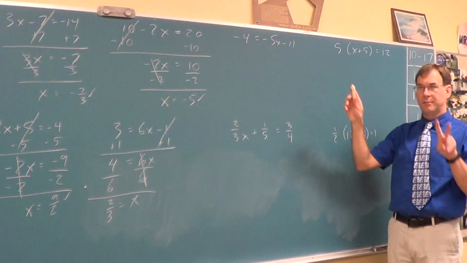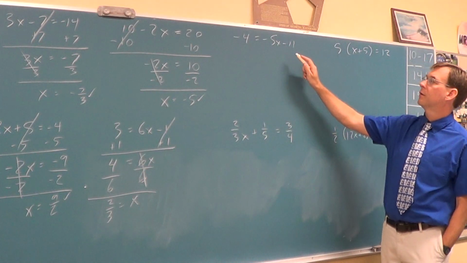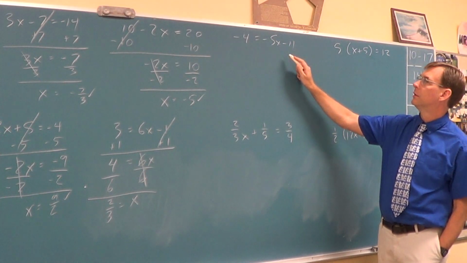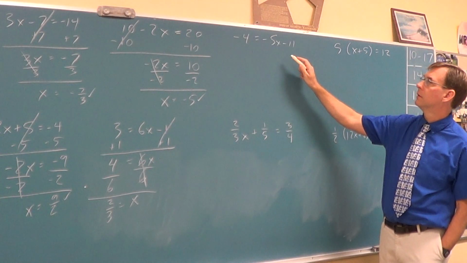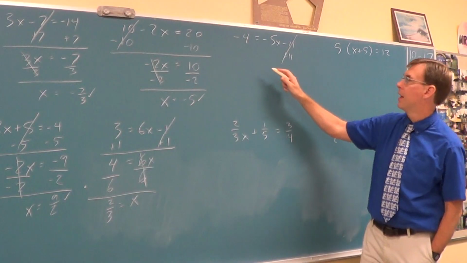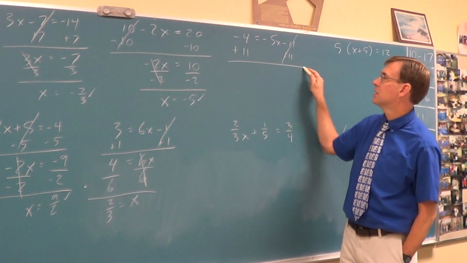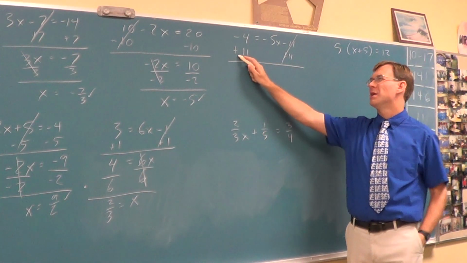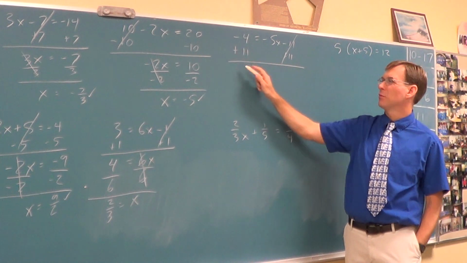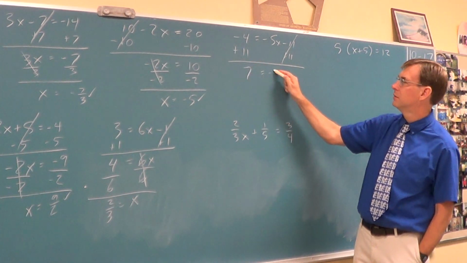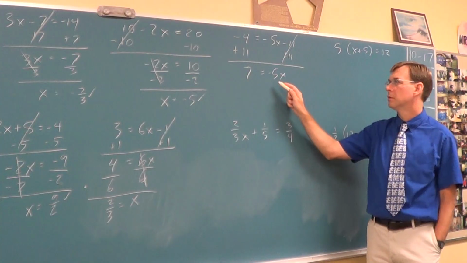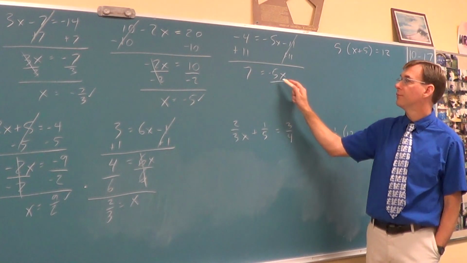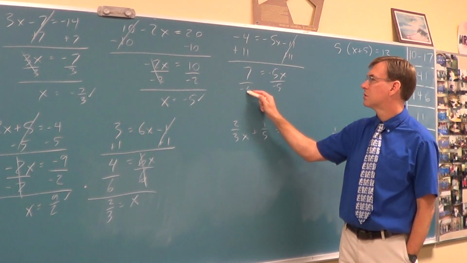Another one that's backwards, so to speak. Add 11 to get rid of that 11, doing the opposites. Adding rules, be careful, negatives, positives, adding rules, we settle on 7. Divide by -5.